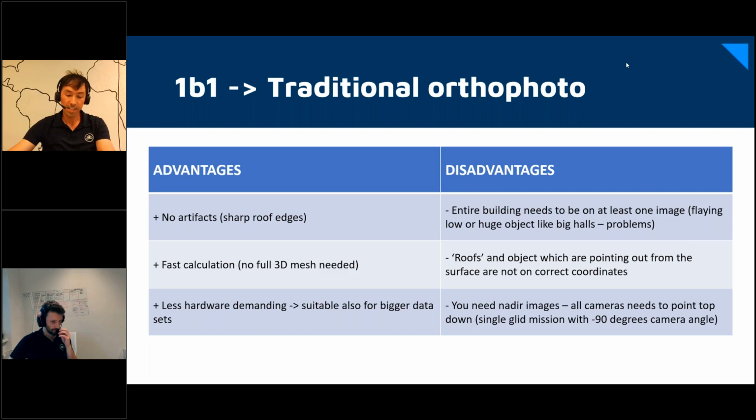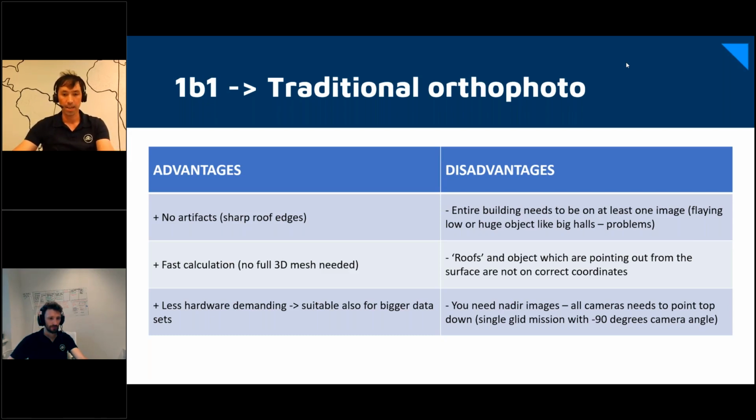The second disadvantage is that roofs and similar objects that are pointing out from the surface are actually not on the correct coordinates. So the traditional orthophoto looks nice, but if you would like to measure the position of roofs and objects which are pointing out from the terrain model, you can't, because the position is not accurate. Okay, so you need to understand this one. With the traditional orthophoto, everything that's on the ground, on the terrain surface, is on the correct coordinate.